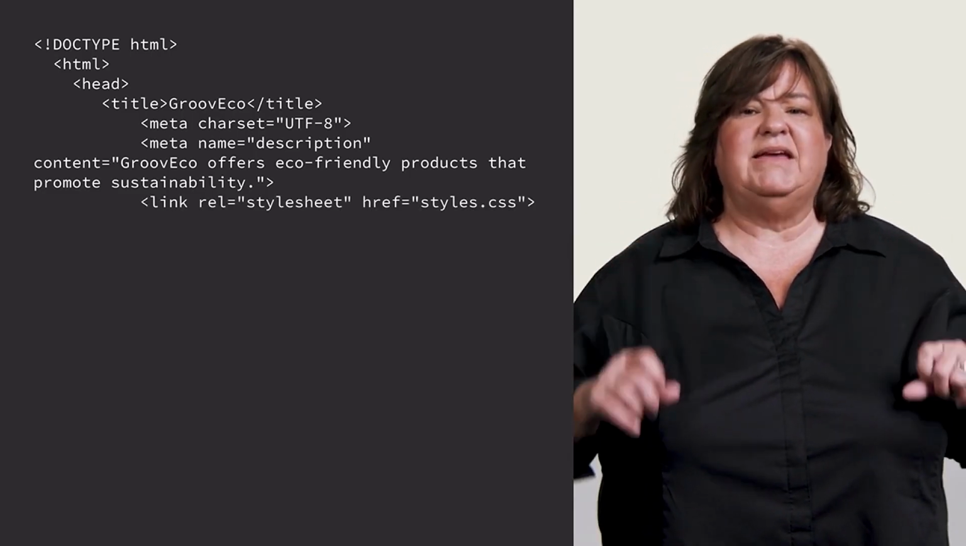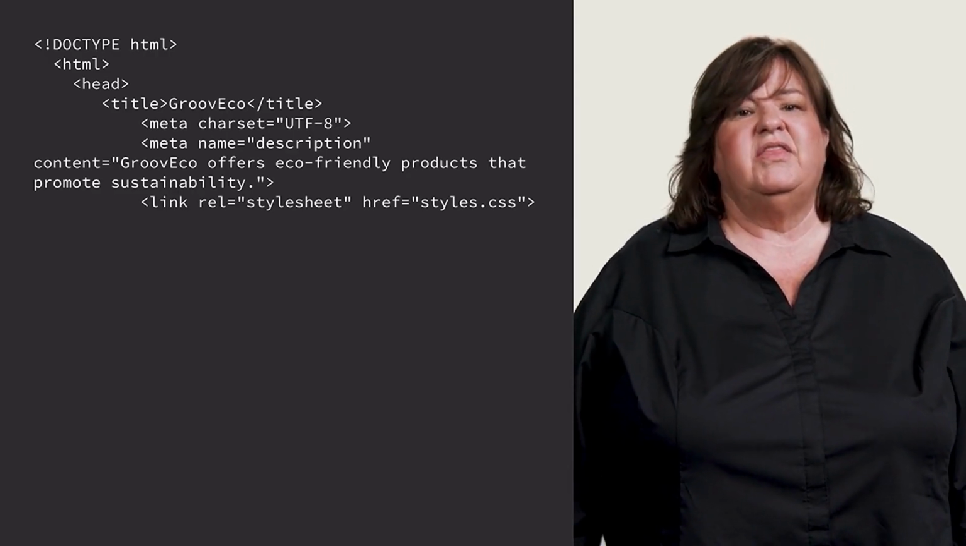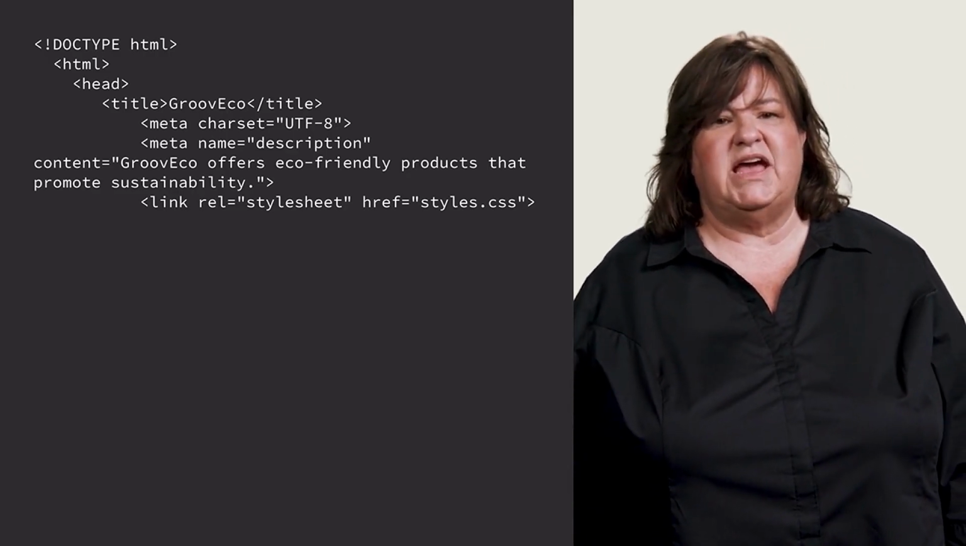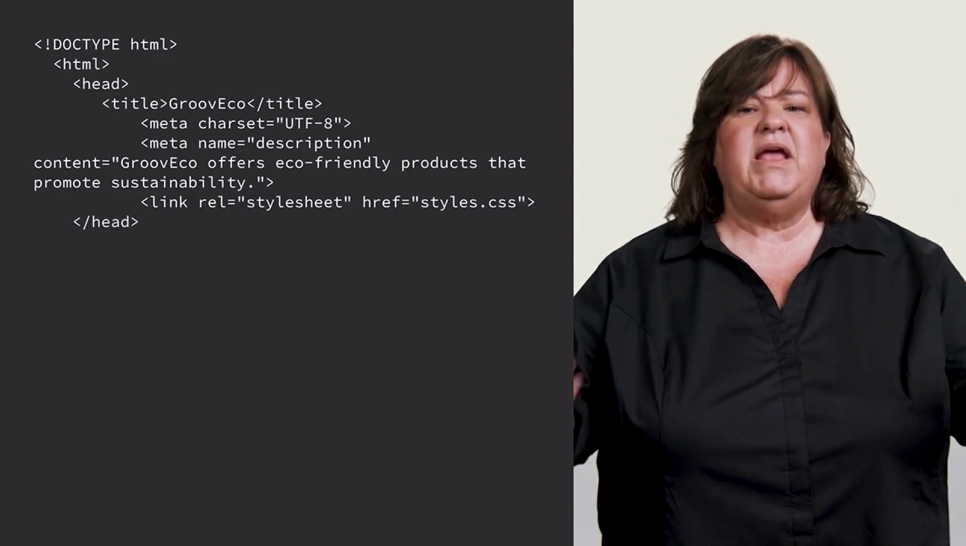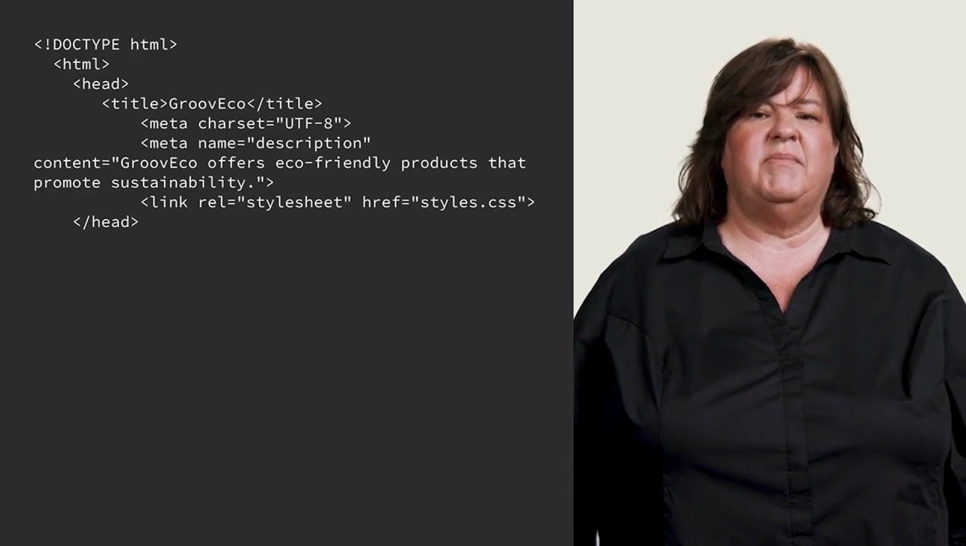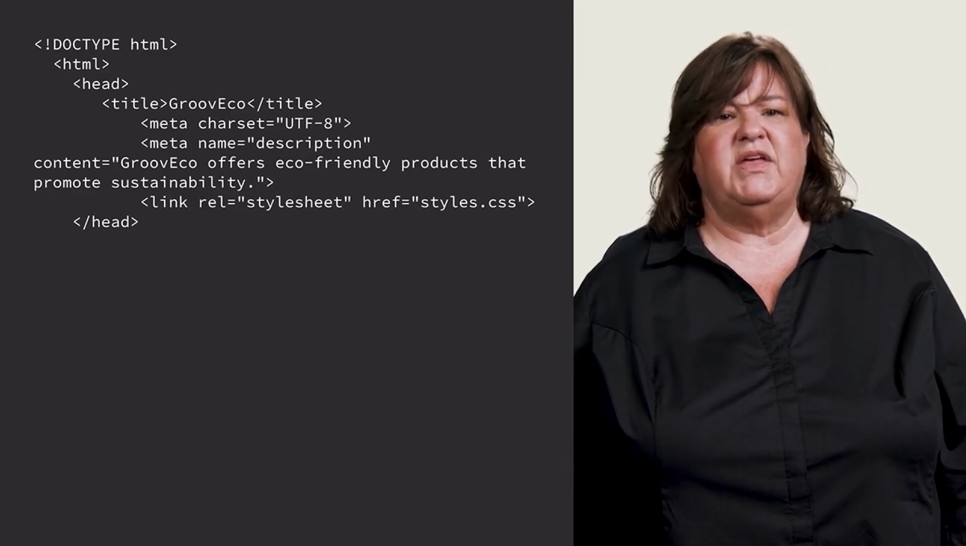Finally, we add a link tag to the head section to link it to an external style sheet. This style sheet will control the visual design of our page, such as the colors and fonts. Now we close the head section to finish setting up the background information. The next step is to add the content that users will see.